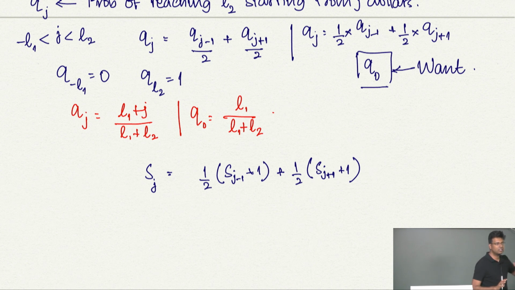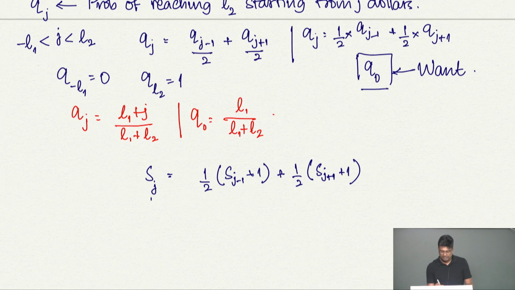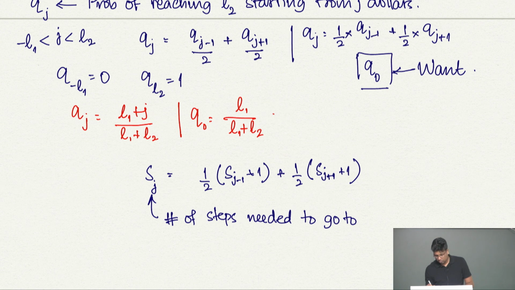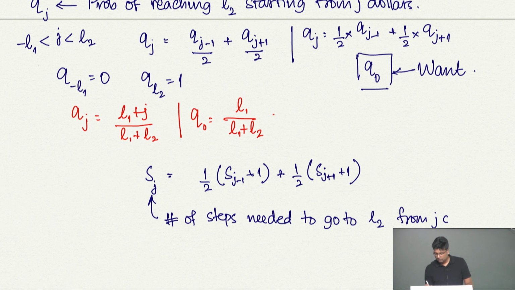So how do you come up with the equations? Just look at conditional probabilities. With half probability, you're going to Sj minus 1. Here Sj denotes the number of steps needed to go from j to L2, where j is strictly between minus L1 and L2.